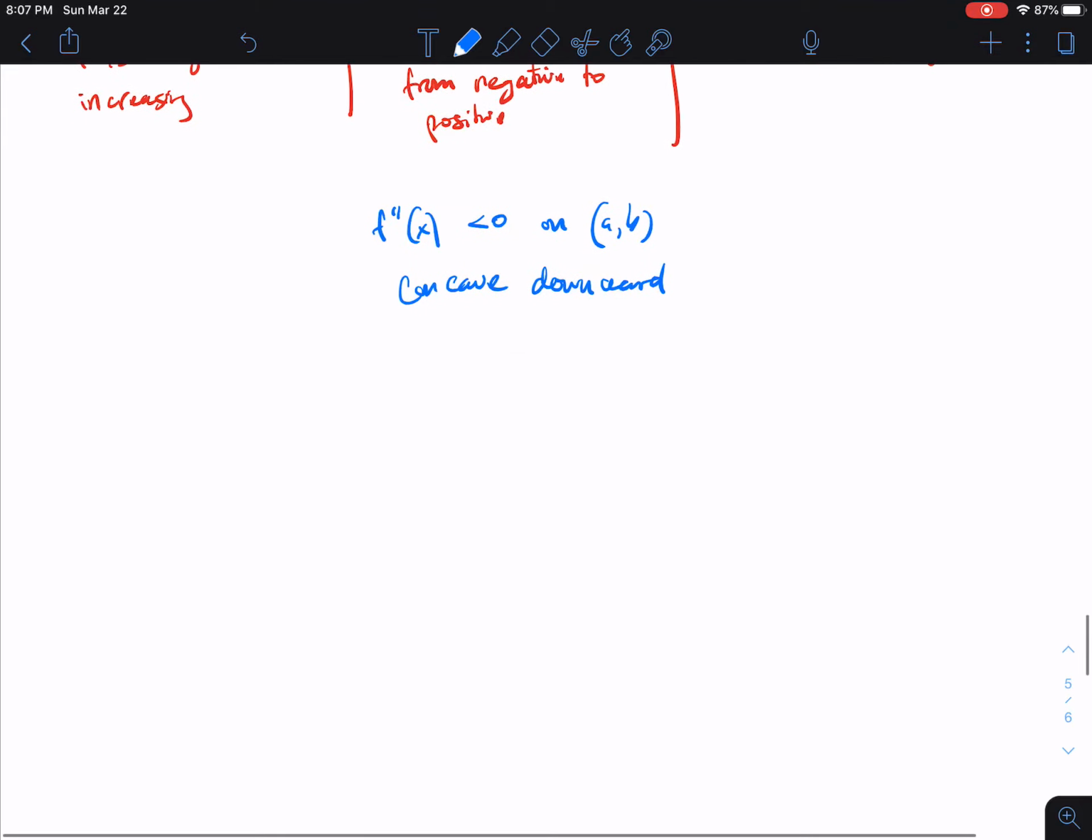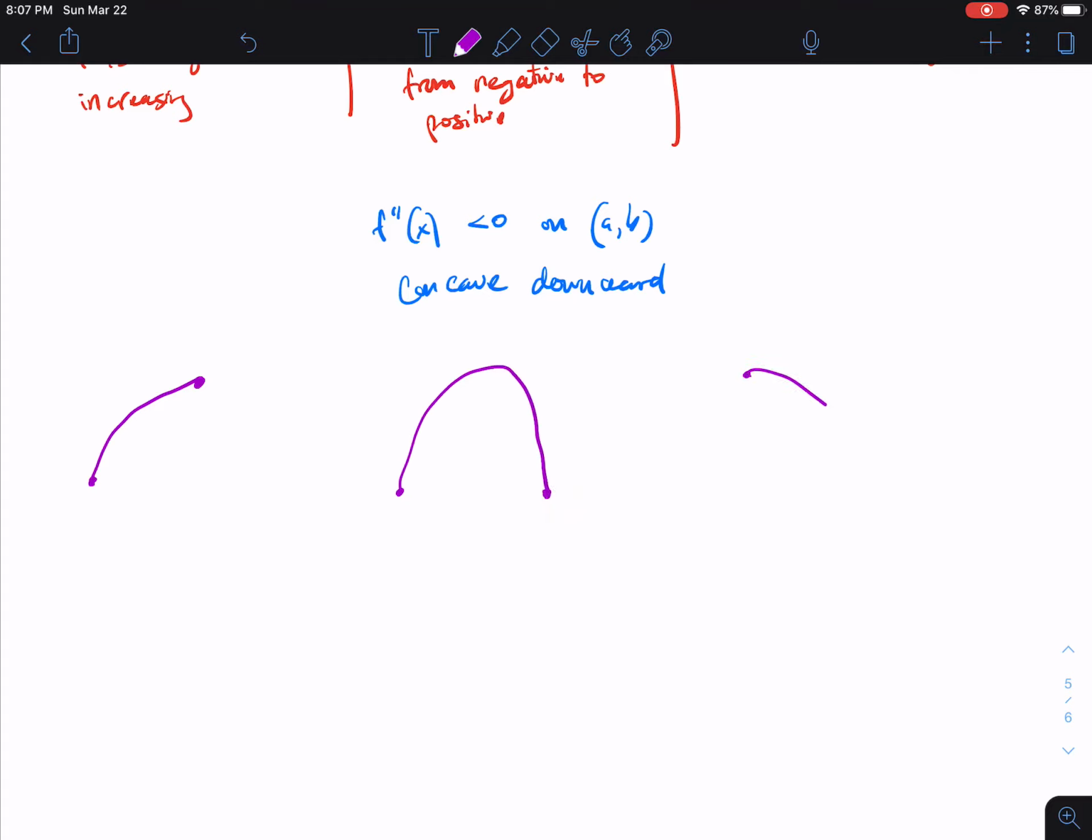So let's look at those different types of concave downward. We have a graph like that, and then you can have a graph like this, and then like that. Let's say this is AB.